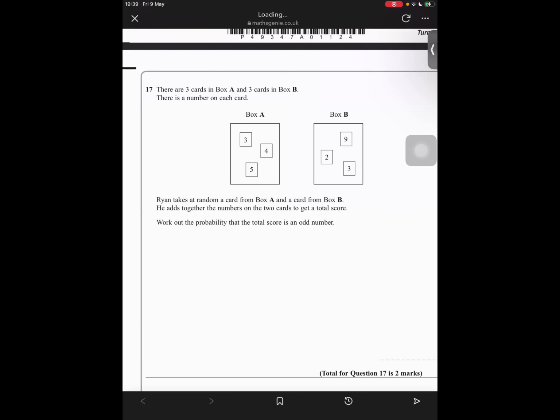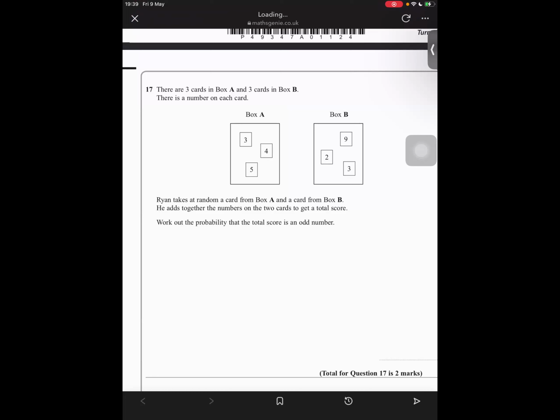Now, let us zero into the question. The question said, what is the probability that the total score is an odd number? Now, we are only going for sums that are odd numbers. Let's take it from the top again. 3 and 9 will give me 12. So 12 is not an odd number, isn't it? No. So we throw that away. Don't count anything for that one.